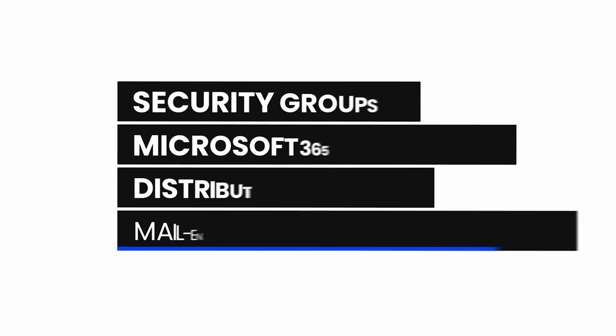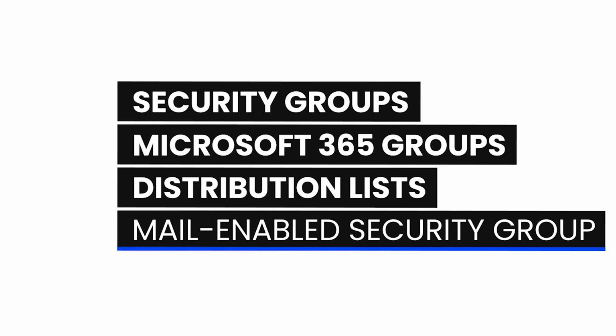There are different types of groups in Microsoft Entra ID, such as security groups, Microsoft 365 groups, distribution lists, and mail-enabled security groups. Each type of group has its own features and benefits, depending on your needs and scenarios.